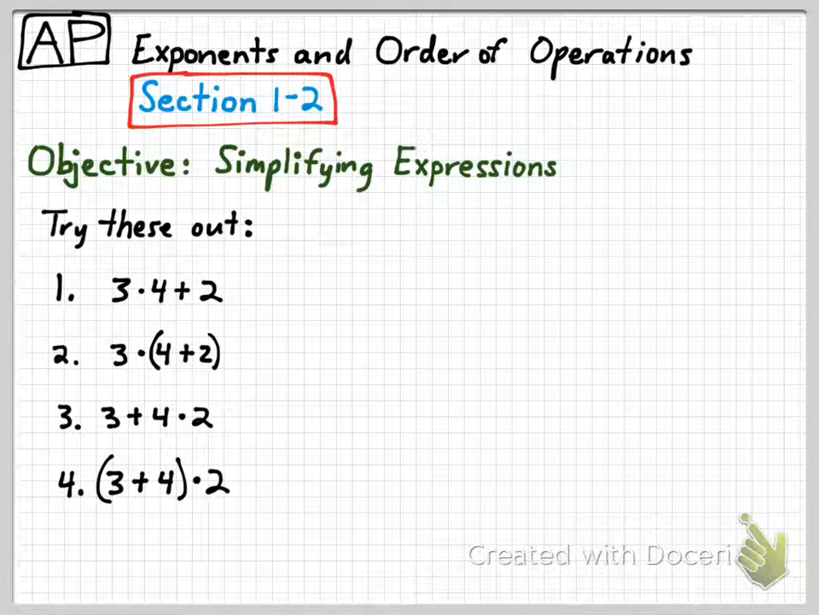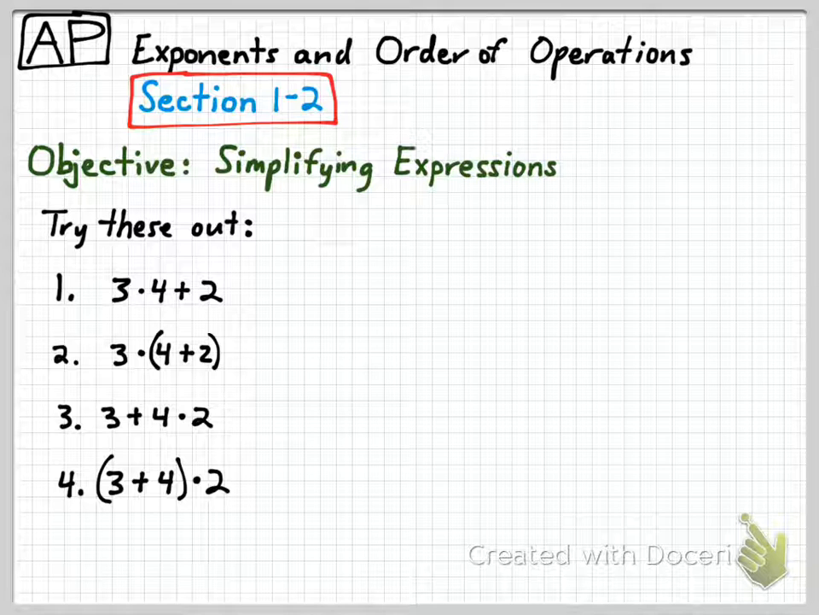Well, welcome. We're going to be talking today about exponents and order of operations. Don't let that scare you. Section 1-2. These are the building blocks for algebra, algebra 2, pre-calc, AP calculus, all levels of mathematics, being able to simplify expressions. And that's our objective today, that you learn and understand what we call PEMDAS.